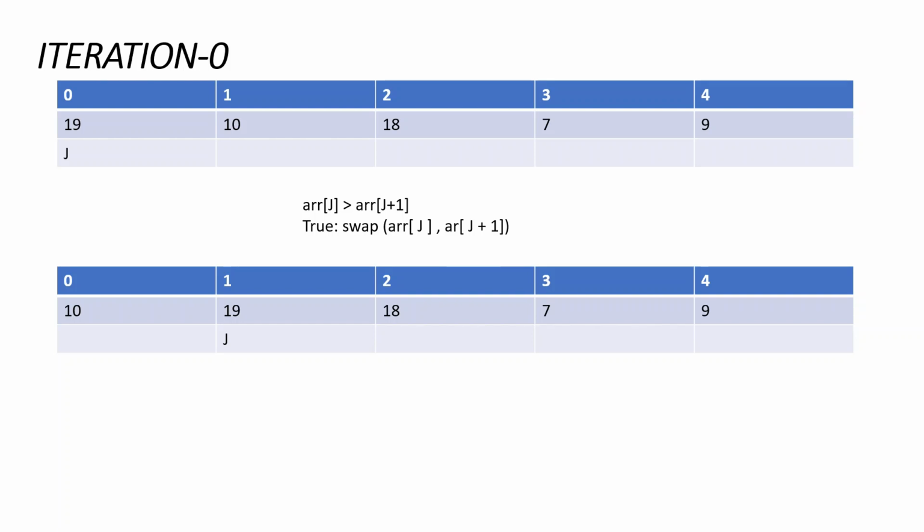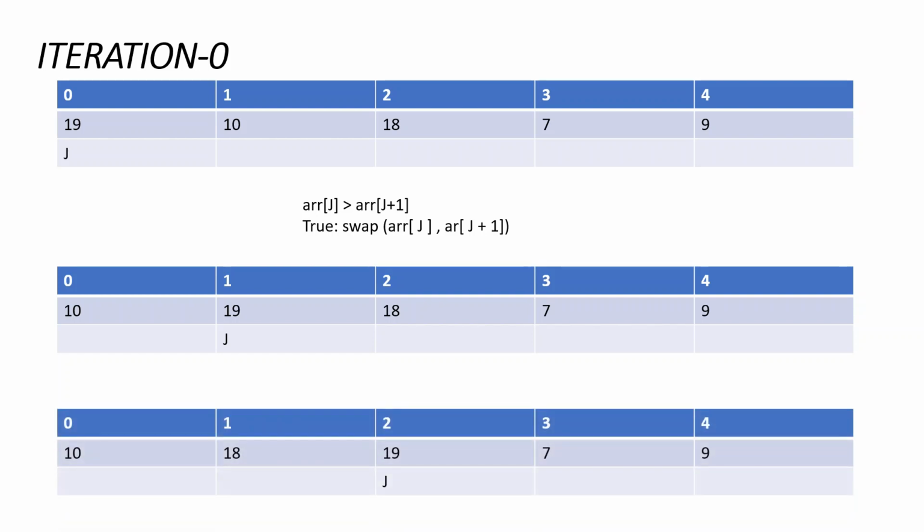Here in arr[j], which is arr[1], the element is 19, and in arr[2], the consecutive element, the value is 18. Comparing 19 and 18, 19 is greater than 18, which satisfies the condition. So I am going to swap those two values. After swapping, in index 1 the value is 18, and in index 2 the value is 19.